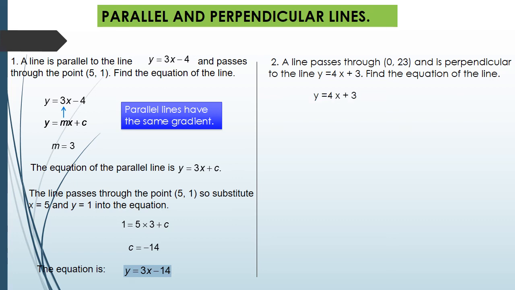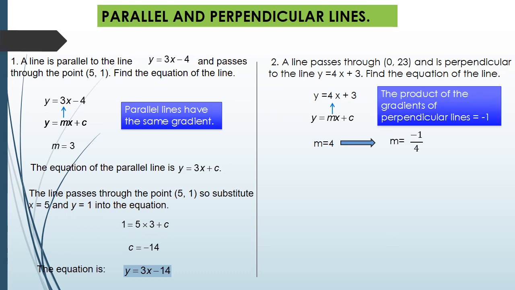We try the same thing, but this time around, the lines are perpendicular. So if our m is 4, our m for the line we are looking for will be minus 1 over 4. This is based on the fact that for perpendicular lines, the product of their gradients is always equal to minus 1.